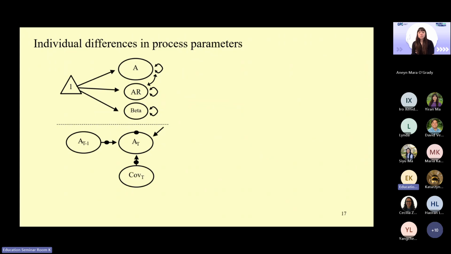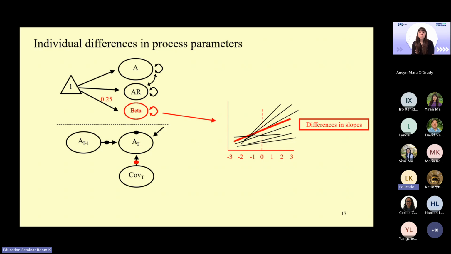And then we can also look at effects of covariates. We allow the covariate effects to differ across the individuals. And here we can see that each line now represents one person, and we see that those are different regression lines for each person. So covariates have different effects on different individuals.